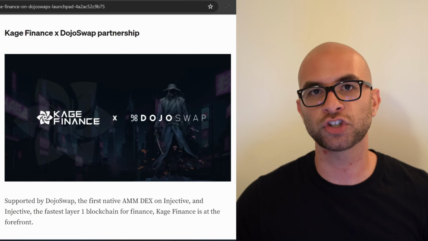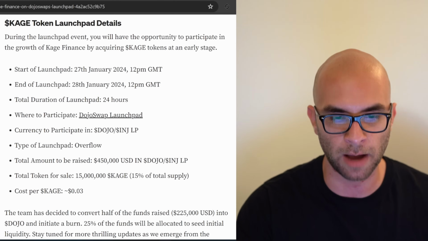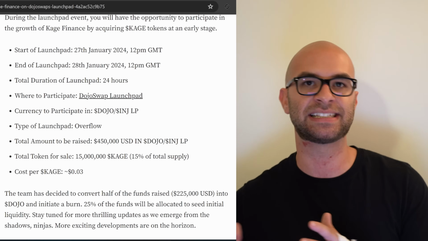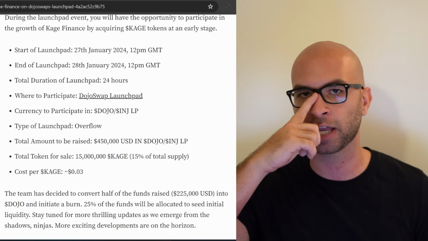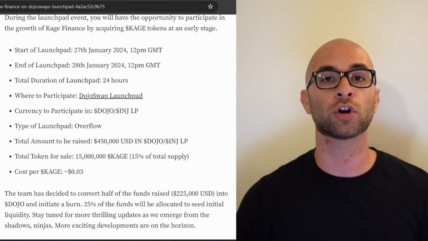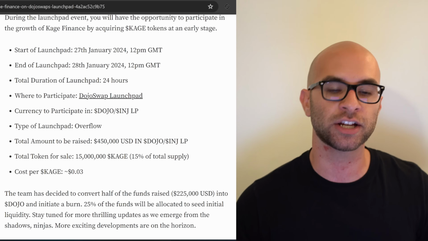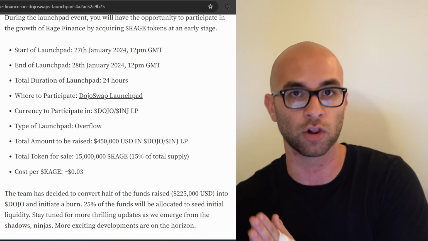Now, what's really interesting about this specific upcoming launch is that they are launching on DojoSwap, and they're going to be launching on the 27th. It's going to be a 24-hour period where people are going to be able to send in the Injective and Dojo pair in order to get a portion of the supply of KAGE. Now, this KAGE token is going to be $0.03 per token.